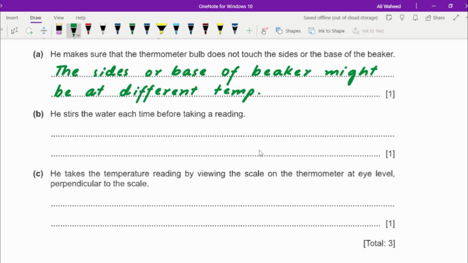He stirs the water each time before taking the reading. Alright, this one is a very recurring question. The simple answer is to ensure that the temperature of the water is uniform.